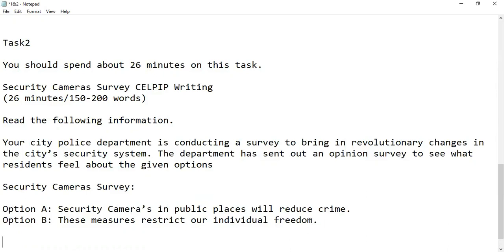So I want to take one side, which is option A, because I feel that the security cameras in public places will reduce the crime to a great extent. I will start this survey question either by saying to whom it may concern or just leave it at that. Directly, I will move on to the writing part.